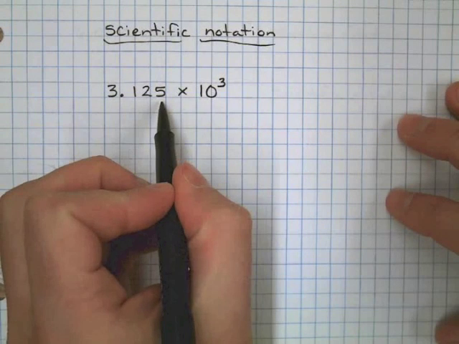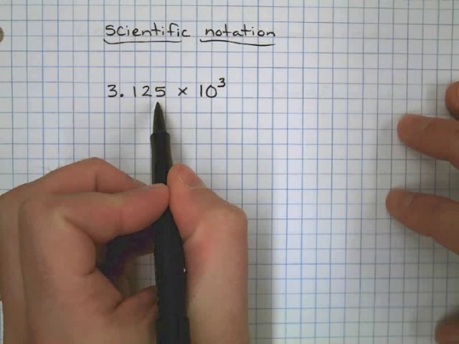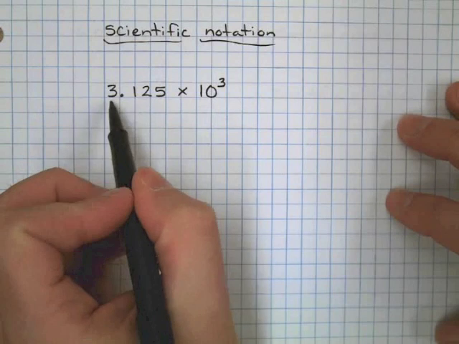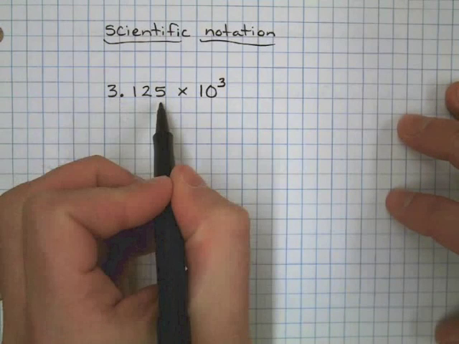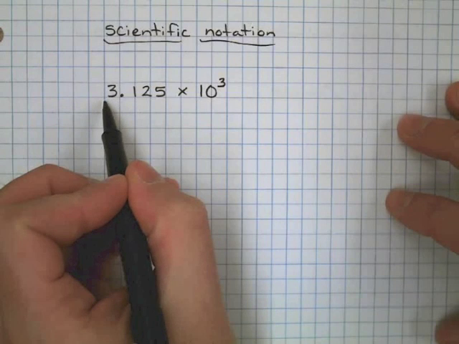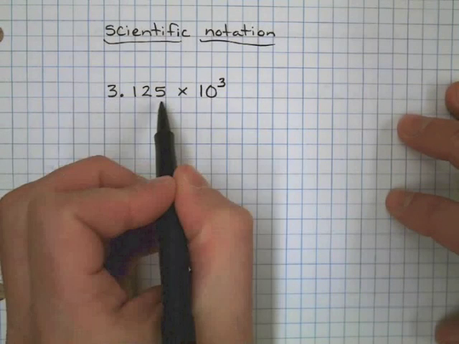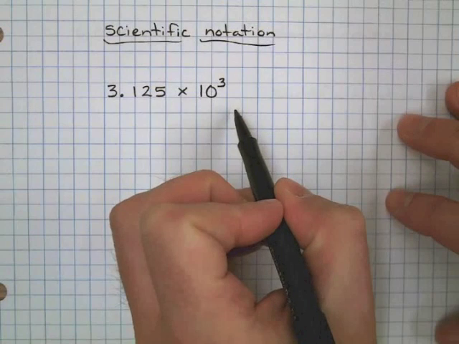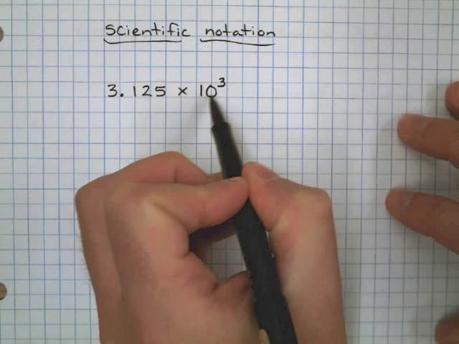And this number right here is always going to be between 0 and 1. Or excuse me, 0 and 10. It's not going to be larger than 10. So anywhere between 0 and 10 is this number here. The number on this side is always a power of 10. And we see it as 10 to the third power.